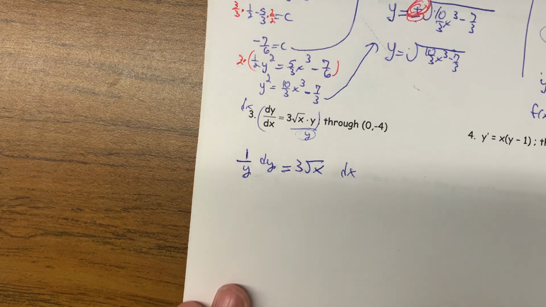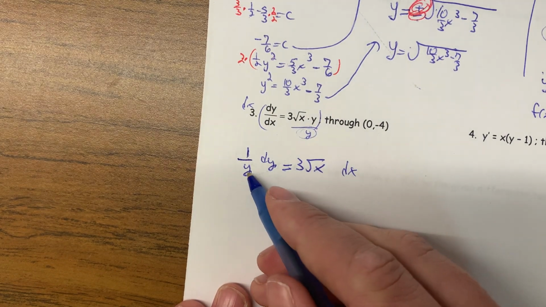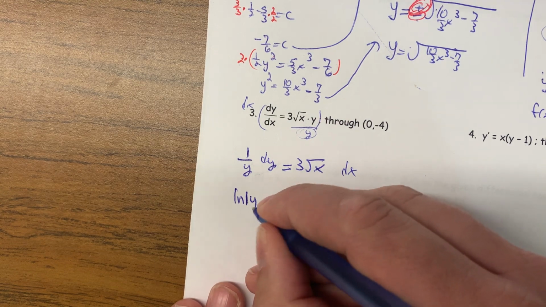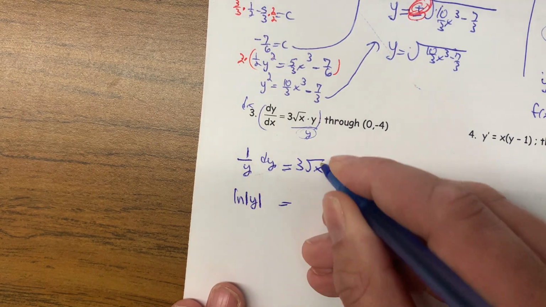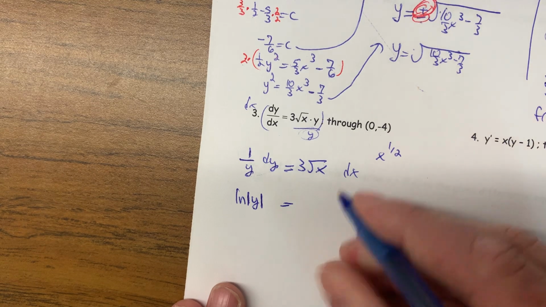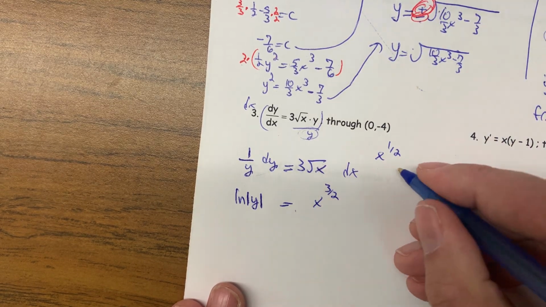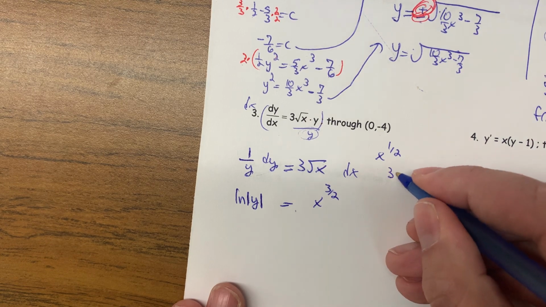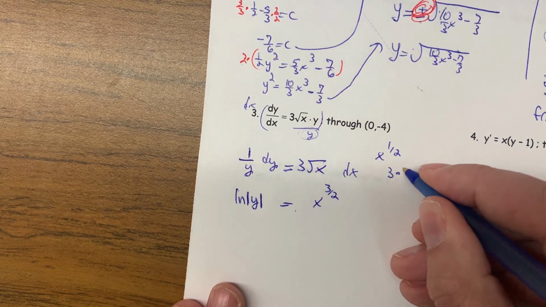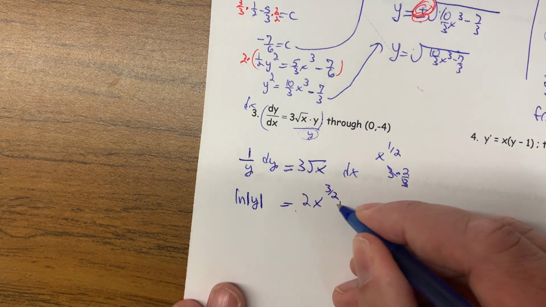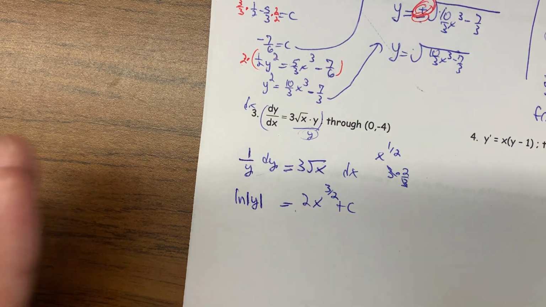Okay, so what are the antiderivatives here? Well, the antiderivative of 1 over y is natural log of absolute value of y. And over here, this is x to the 1/2 power, so we're going to raise the power by 1 and divide by that power. Dividing by 3/2 is the same as multiplying by the reciprocal, and multiplying and dividing will cancel out. So we get this.